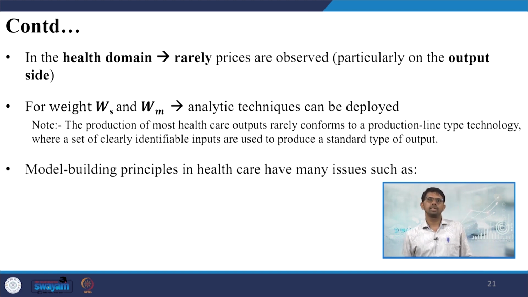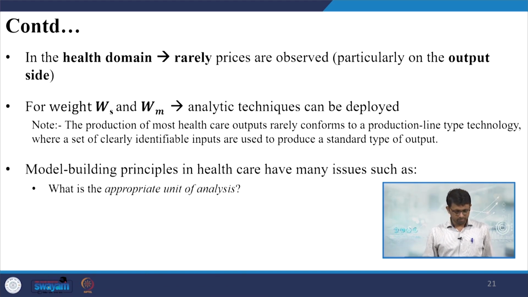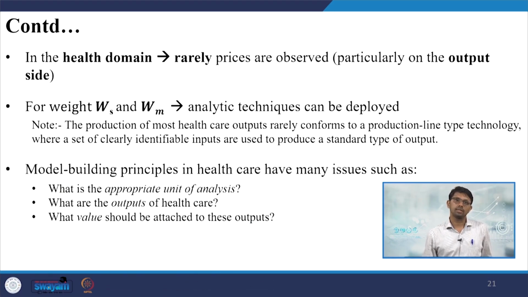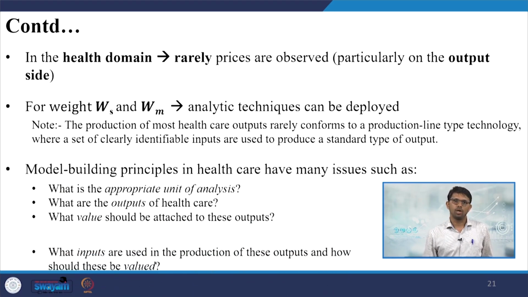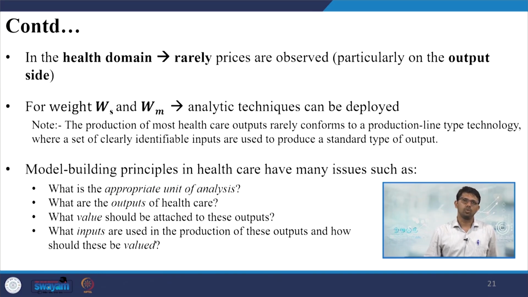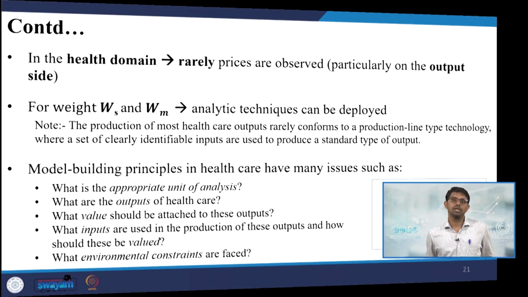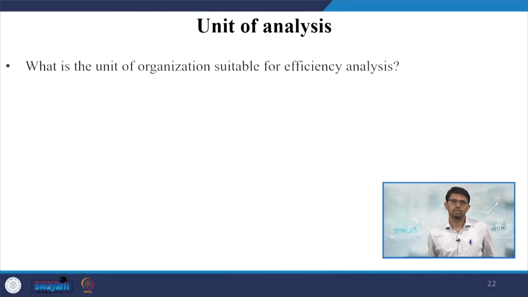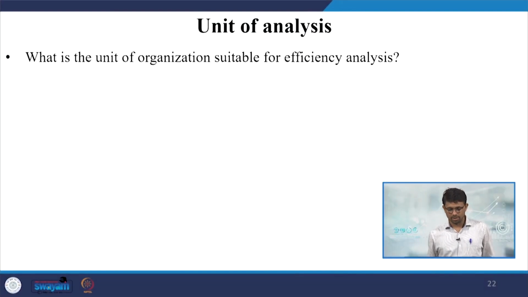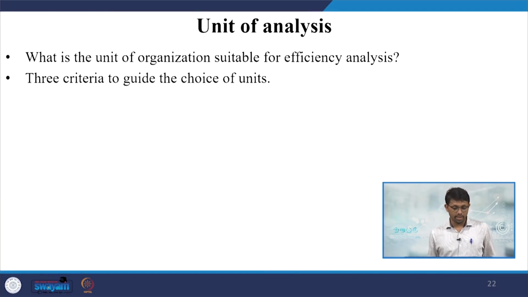Model building principles in healthcare have many issues, such as what is the appropriate unit of analysis, what are the outputs of healthcare, what value should be attached to the outputs, what inputs are used in the production of these outputs, and how should these be valued. What environmental constraints are also faced? Some environmental constraints should also be discussed. So, at this moment we are emphasizing that the unit of analysis is an important indicator.